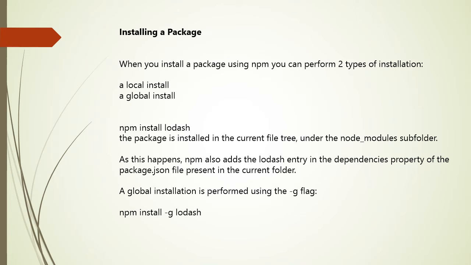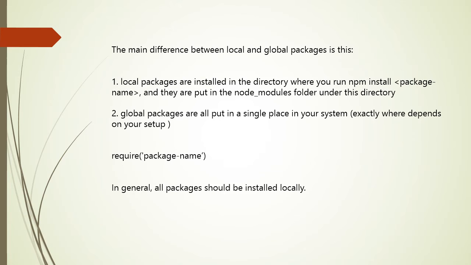When this happens, npm won't install the package under the local folder, but instead it will use the global location. The main difference between local and global packages is this: local packages are installed in the directory where you run npm install then package name, and they are put in the node_modules folder under this directory. Global packages are all put in a single place in your system, exactly where depends on your setup, regardless of where you run npm install -g package name.